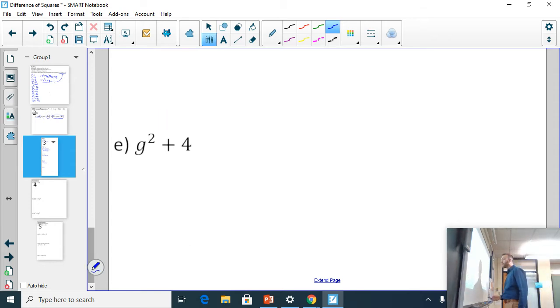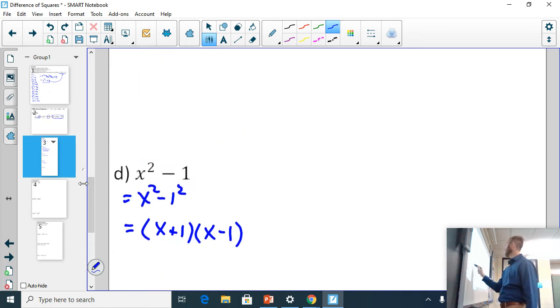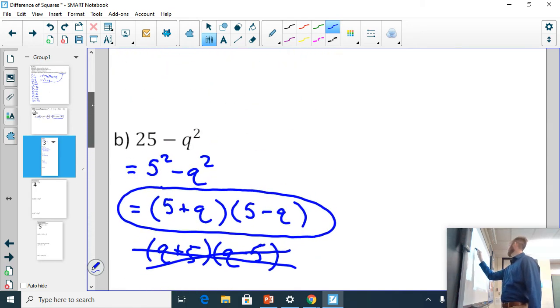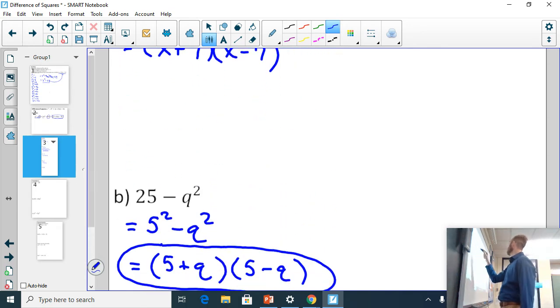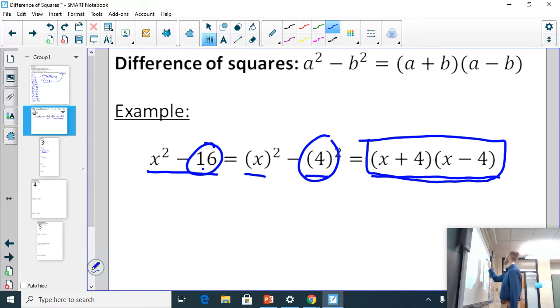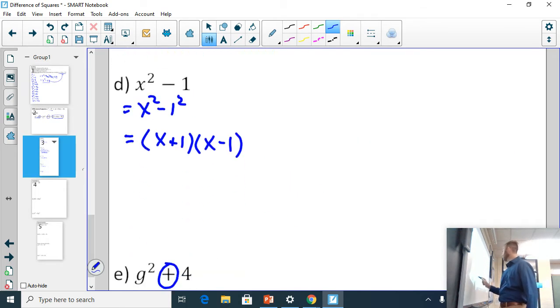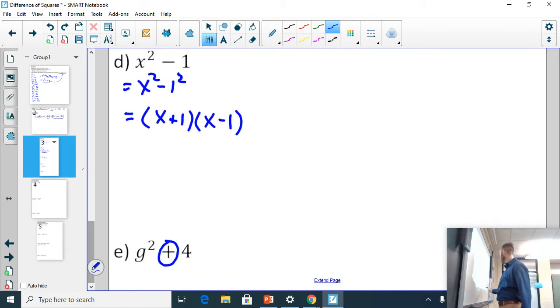And then our last one here, g squared plus 4. I thought I'd throw this one in here. This one we cannot factor because notice here we have plus. If we have plus, we can't do it. We need, notice how the rest, minus, minus, minus, minus. And if we go back to our rule, notice our rule only has a minus in it. So since we have a plus there, that is fully factored and we can't do anything with it.